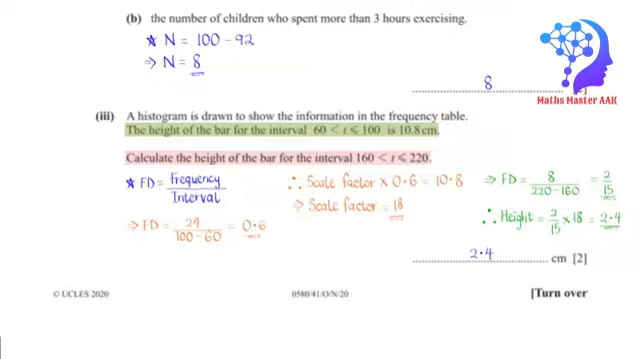So for the second range, the frequency density will be equal to 8 divided by the interval width, which is 220 minus 160. This gives us 2 over 15. To get the actual height of this interval on the histogram, we multiply 2 over 15 by the scale factor, which is 18, and that gives us 2.4 centimeters.